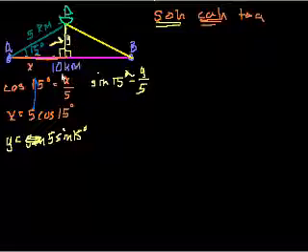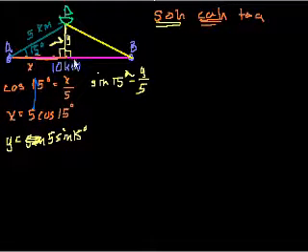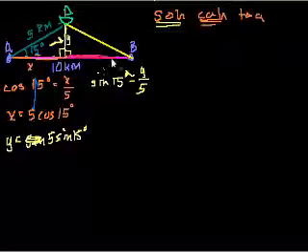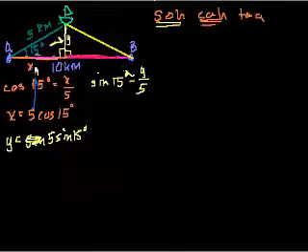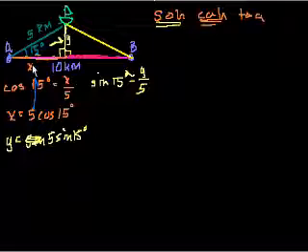So that's pretty cool. We know this y, we know this x. Can we figure out what this length is? Let me draw it in yet another color. Can we figure out what the length of this side is? Well, we know from the problem that this whole length is 10. And we know that this little part of it is x, which we figured out is 5 cosine of 15 degrees. So let's call this z.